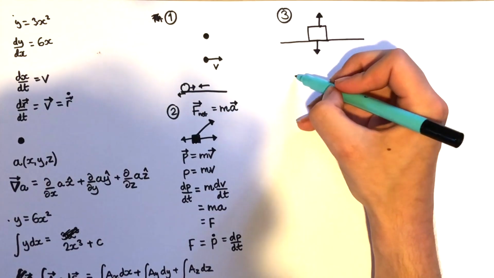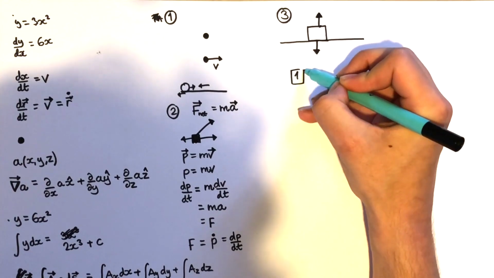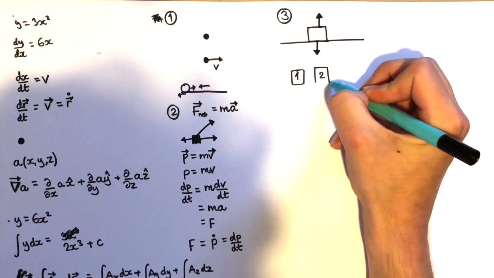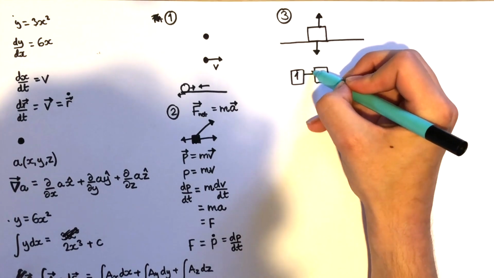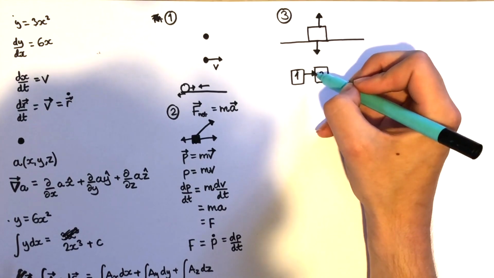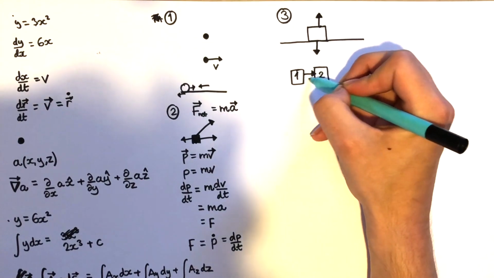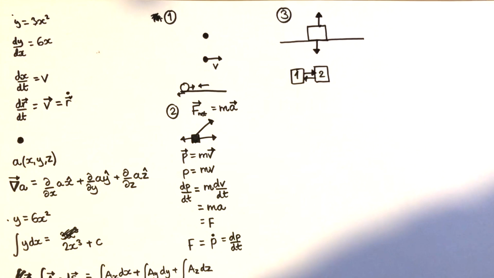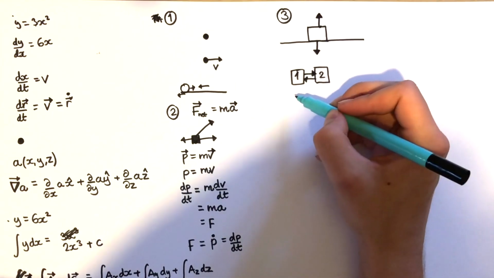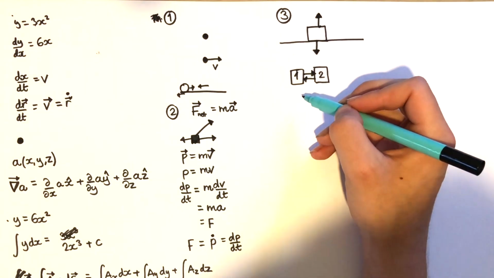So it's basically saying that if you have body 1 and body 2, and they're in contact, then body 1 will exert an equal and opposite force on body 2 as body 2 exerts on body 1. They always have equal magnitude but opposite direction.